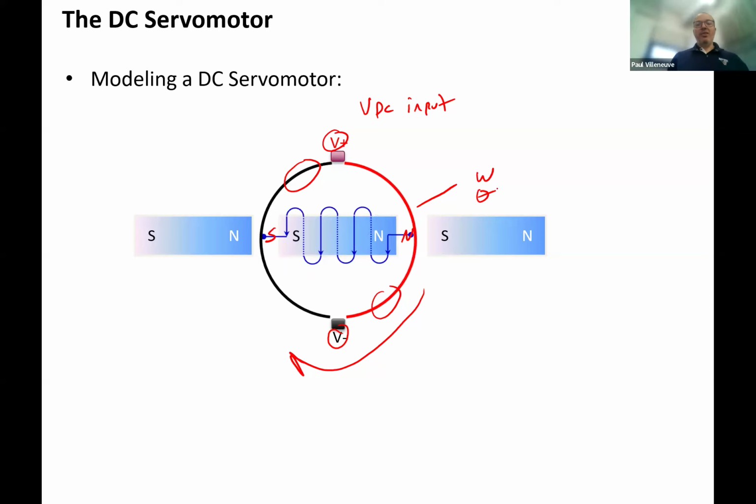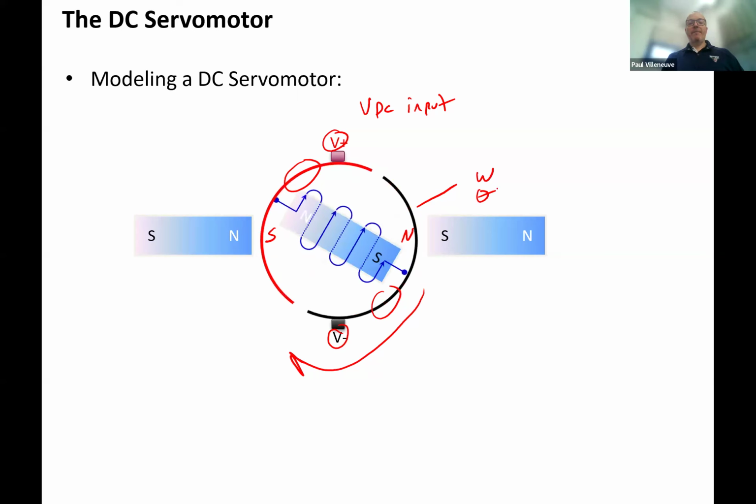So now they're lined up. You can see we're perfectly lined up. North and south are there, but there's no current anymore. So the magnetic field drops out. Now we switch just to the case where our polarity is swapped. Then we continue along.